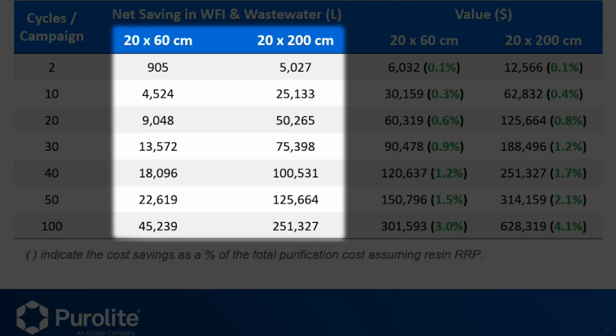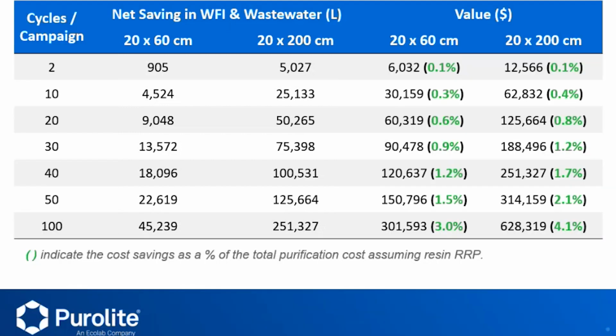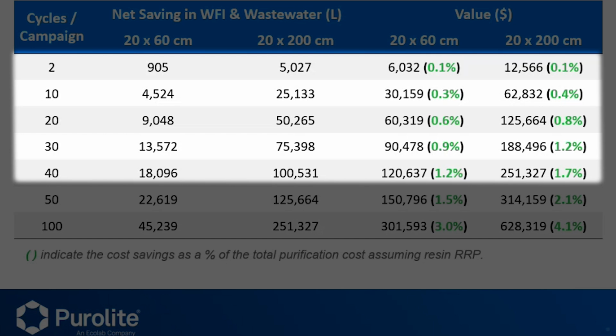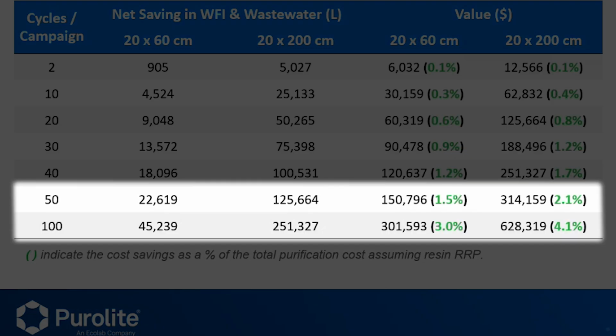This trend is linear, but you can see that at a small number of cycles it is not particularly substantial, but as you start to go up to more cycles per campaign, the savings that can be made in WFI and wastewater can be quite large. And this can translate to financial or economic benefits. So you can see that, again, with a limited number of cycles, it's a fairly small saving compared to the scale of the costs associated with the campaign. But as you start to go towards 50 and 100 cycles per campaign, then the costs are more substantial.